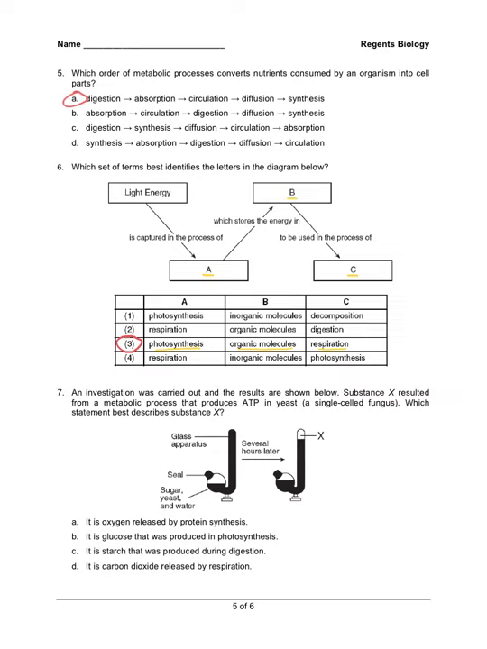Number 7 says, an investigation was carried out and the results are shown below. Substance X resulted from a metabolic process that produces ATP in yeast, which is a single-celled fungus. Which statement best describes substance X? Substance X is a waste product that's captured in a test tube. Since this is a respiration process, it's probably carbon dioxide released by cellular respiration.